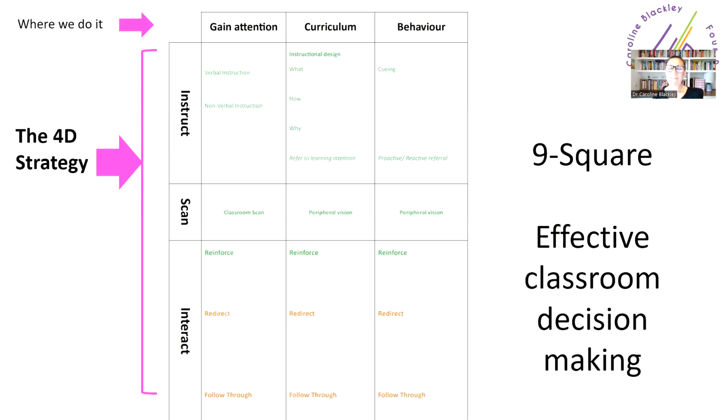Where does it come from? Effective classroom decision-making. The 4D strategy you can see on the left-hand side: instruct, scan, interact, where we do it when we gain attention, curriculum, behaviour. All of our workshops are based on creating this simple 3-step process for teachers to realise when they can change their behaviour. When the adult changes, it changes the environment.